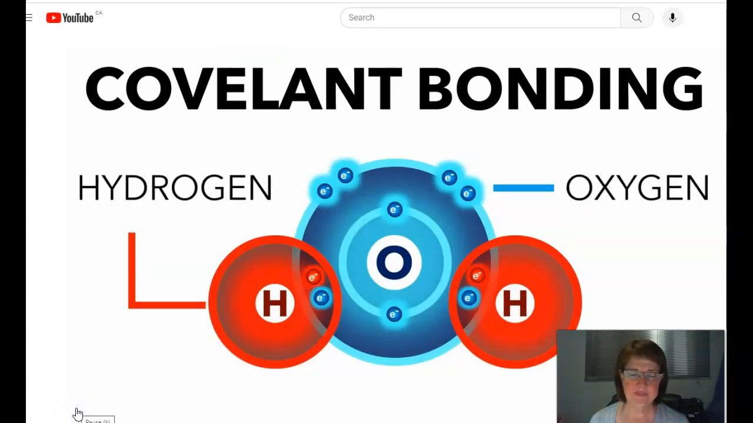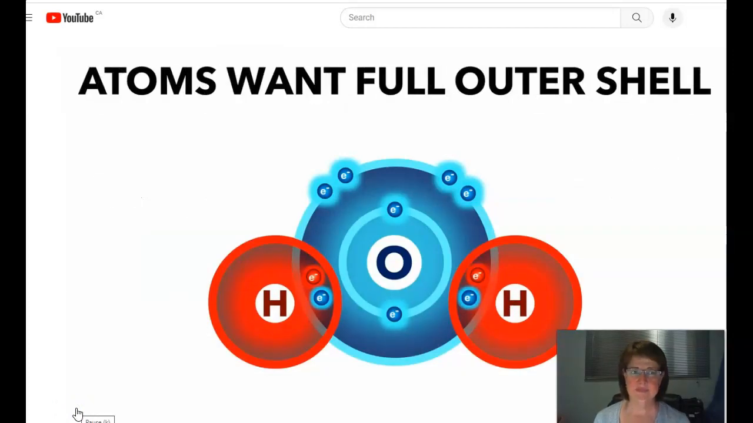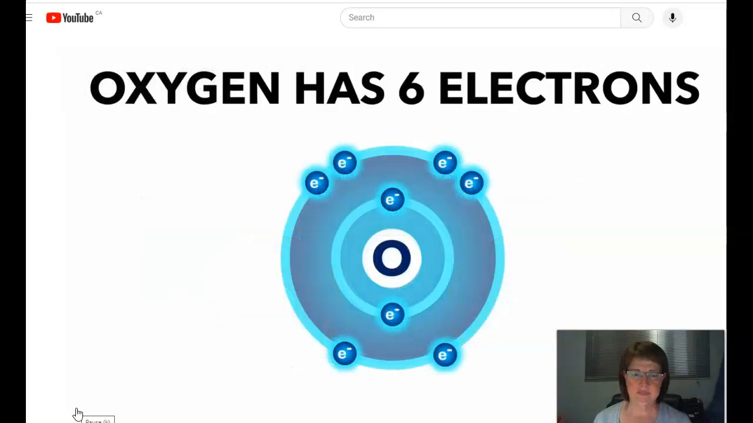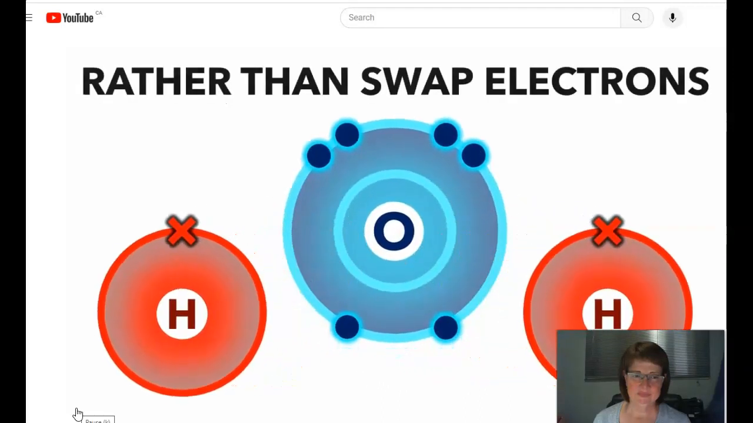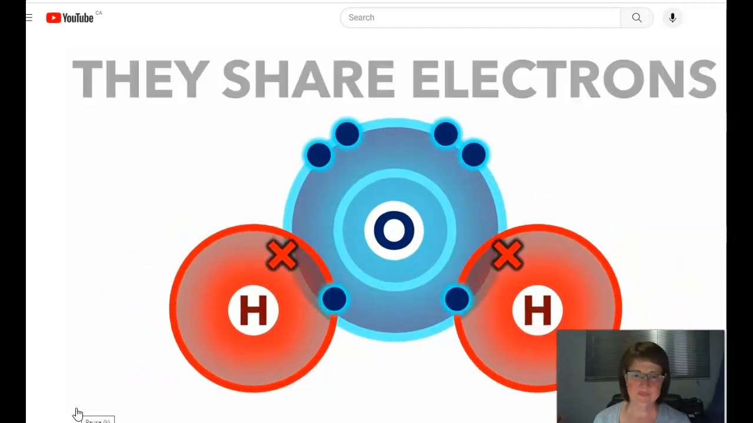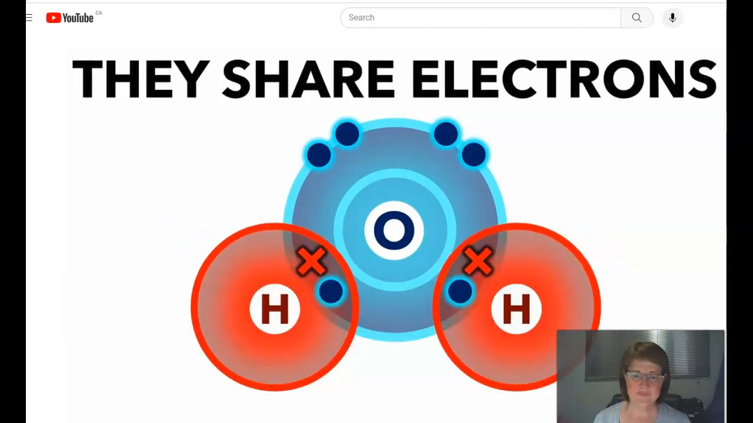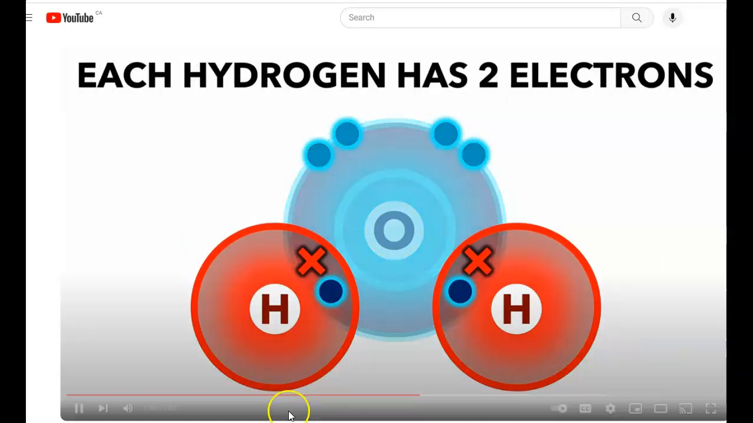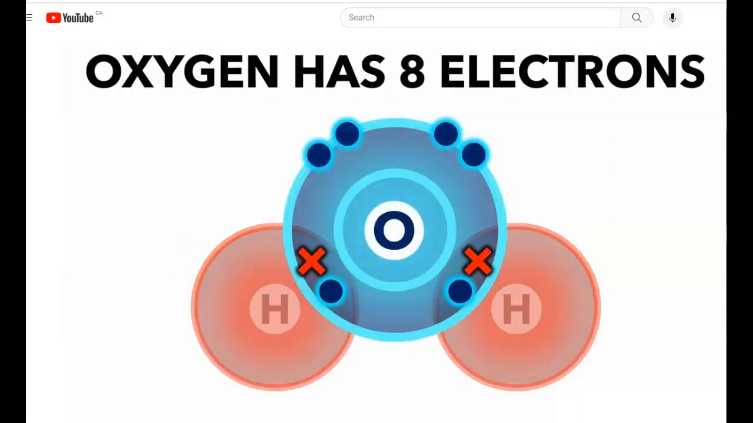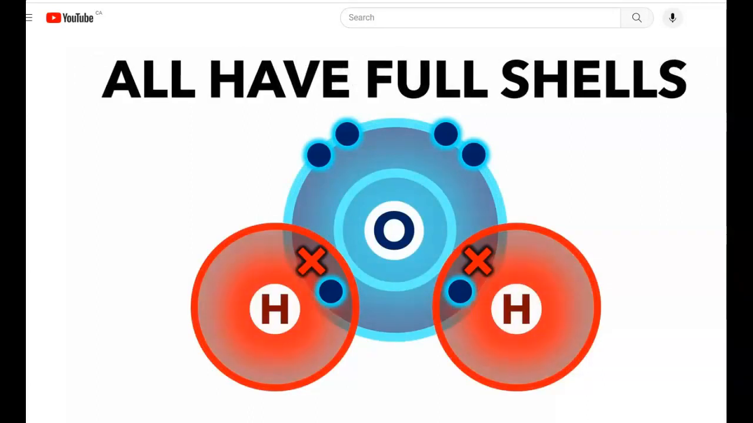Atoms. Let's look at water. Again, all atoms want a full outer shell. Oxygen has 6 outer shell electrons, but needs 8. Hydrogen has 1 electron in its outer shell, but needs 2. But rather than swap electrons like ionic bonding, covalent compounds share electrons. The oxygen atom shares 1 pair of electrons with each hydrogen atom. Each hydrogen now has 2 electrons, and the oxygen has 8. All of them are happy.